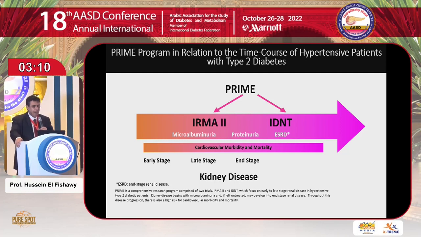After that came the PRIME program, including IRMA 2 and the IDNT study. IRMA 2 was in an early process, which is the prevention of the progression of microalbuminuria towards macroalbuminuria, and the IDNT study showed that they delayed doubling of serum creatinine, stabilization of the GFR, and delayed the way to end stage kidney disease. And these studies were done on irbesartan, which is an ARB.